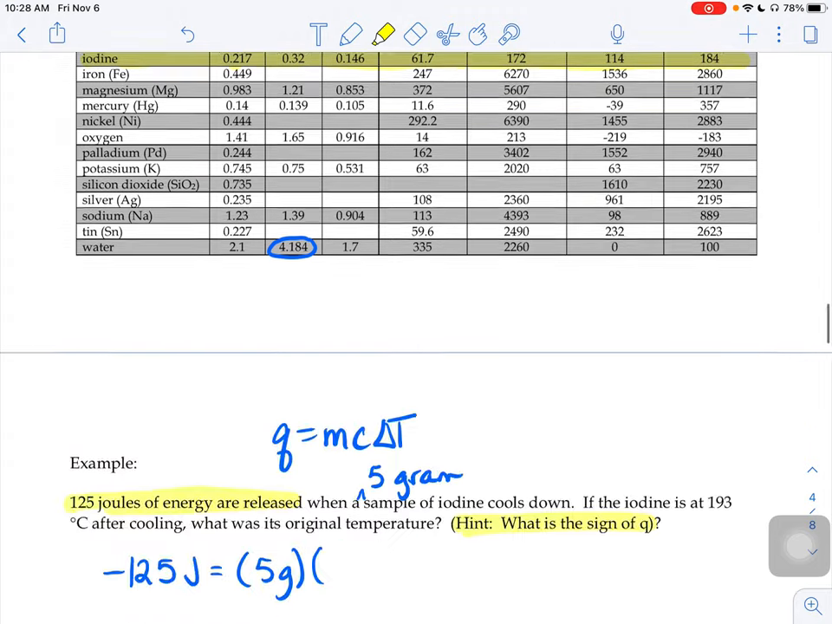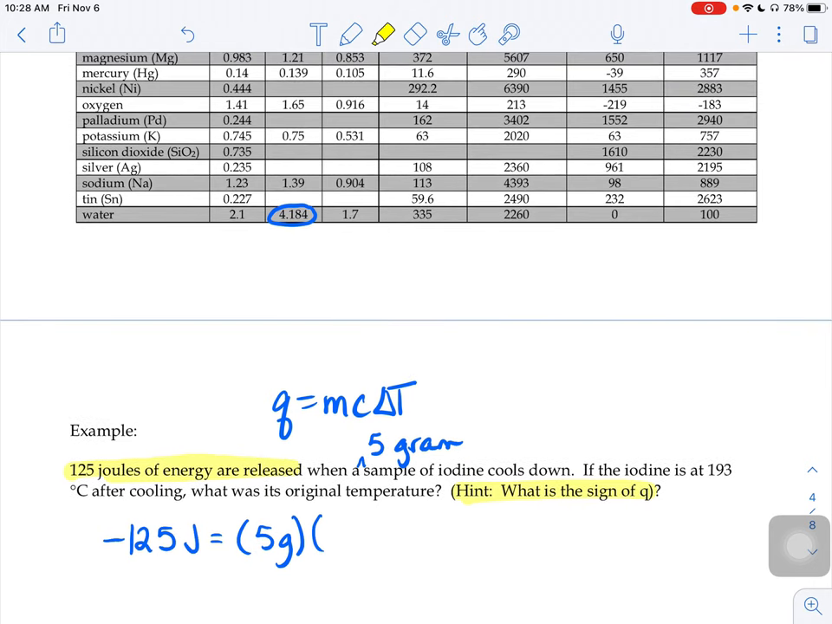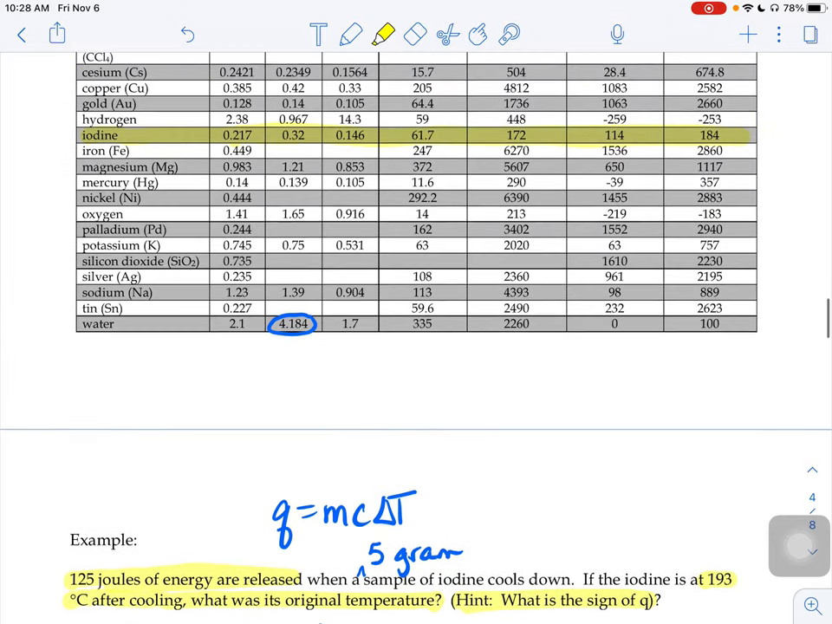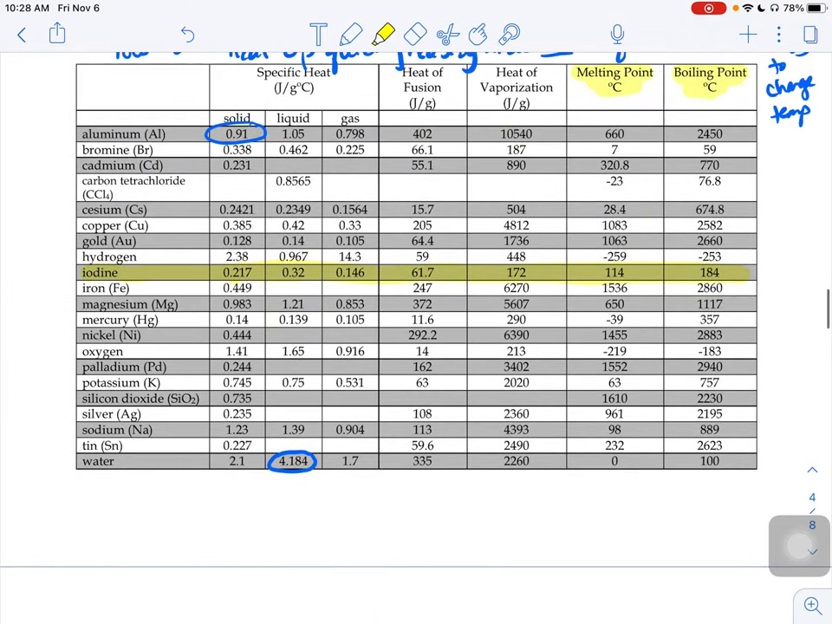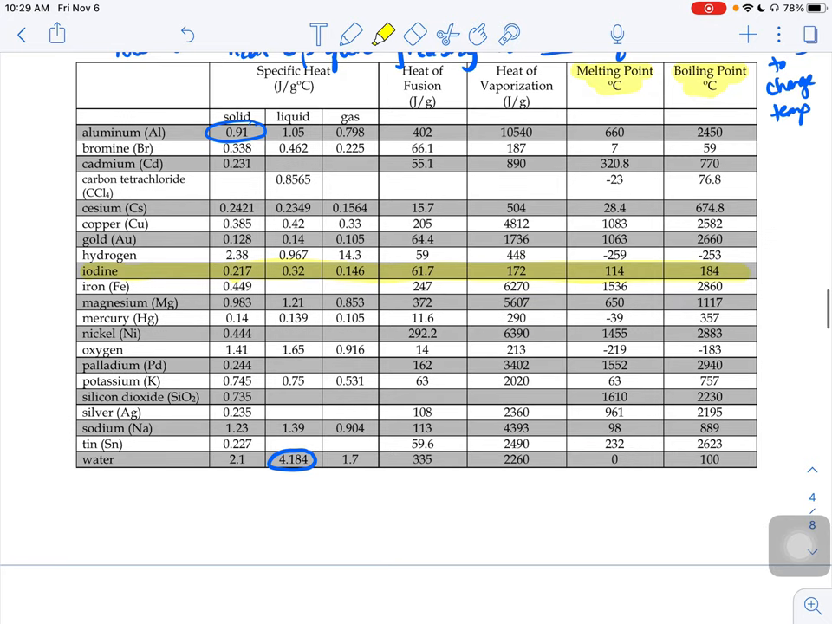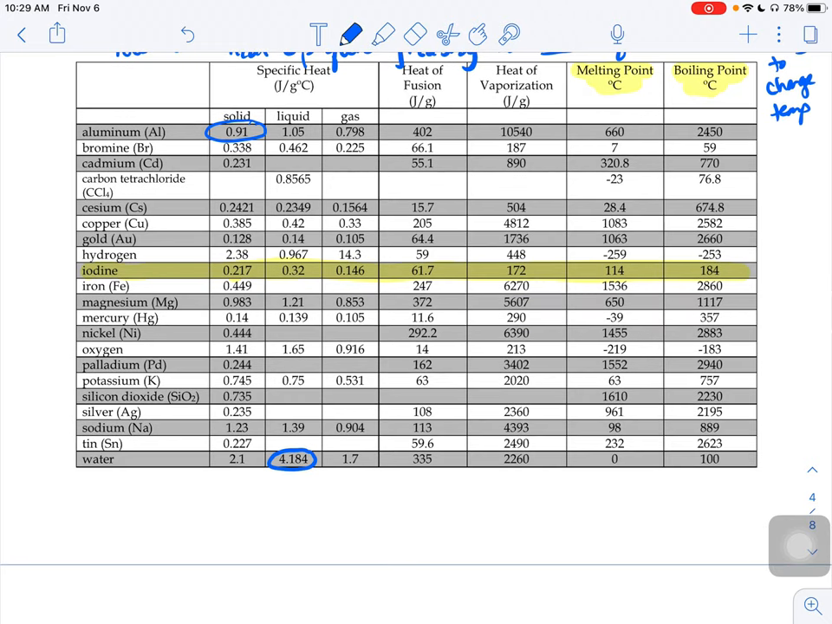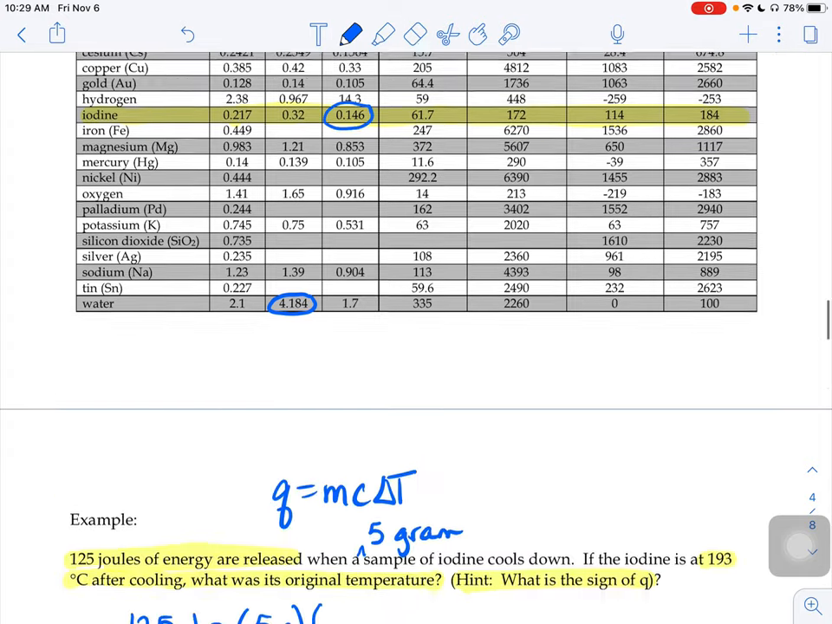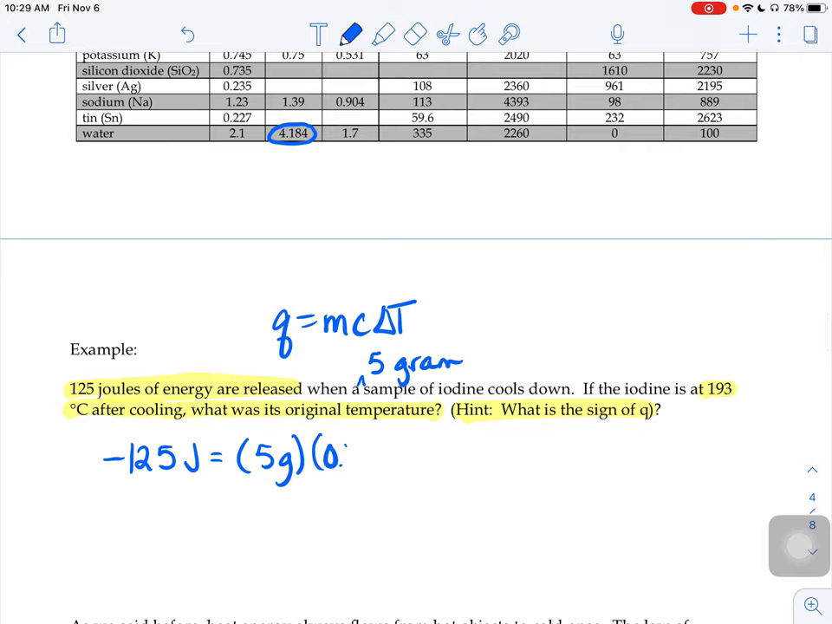So this one says that if the iodine is at 193 after cooling, what was its original temperature? In other words, the coolest it gets is 193. It used to be warmer than that. The entire time, our iodine is above the boiling point, so it must be a gas in this problem. So I'm going to use the 0.146 off of that chart. So I'll plug that in for my C.